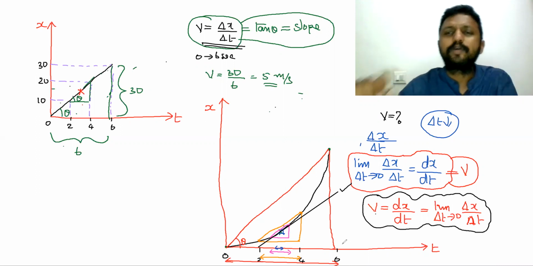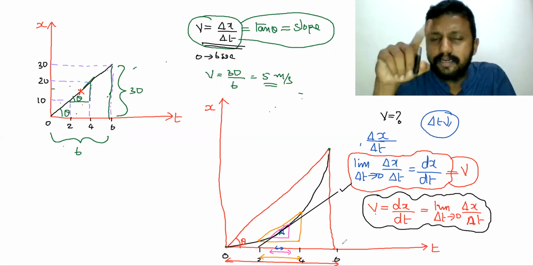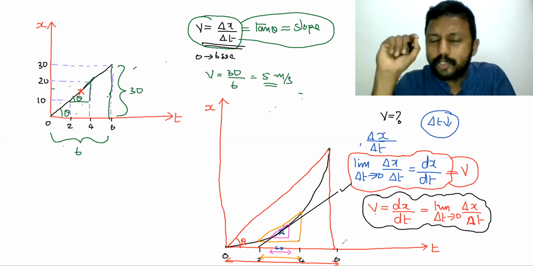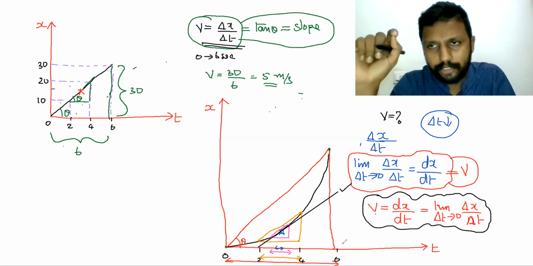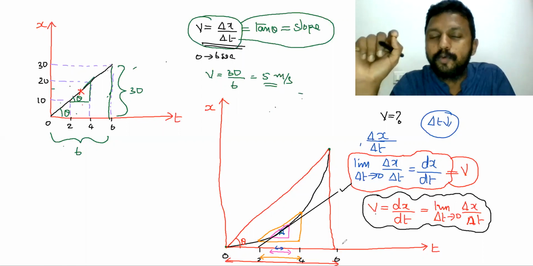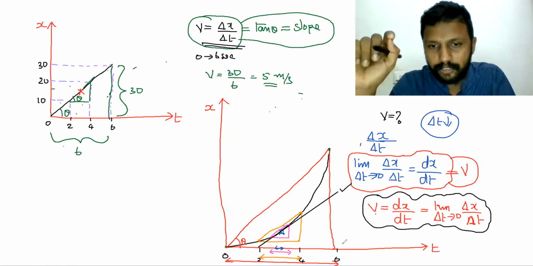How can we find instantaneous velocity from the displacement time graph? Slope of the tangent drawn from that curve, or slope of the tangent drawn from that point. Slope of the tangent drawn from a particular point will give you instantaneous velocity.